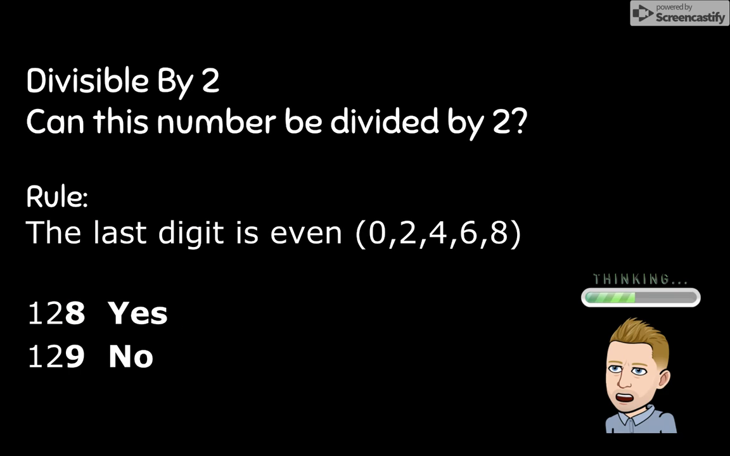So, rule number 1, is a number divisible by 2? Or can this number be divided by 2, with the answer being a whole number? The rule is, if the last digit is even, that is if it's 0, 2, 4, 6, 8, then you can divide that number by 2. For example, 128, the last digit in that number is an 8, that's an even number, so 128 can be divided by 2. Can 129? No, it cannot, because 9 is not an even number. So, is a number divisible by 2? Yes, it is, if it ends in an even digit. No, it's not, if it ends in an odd digit. Pretty easy.